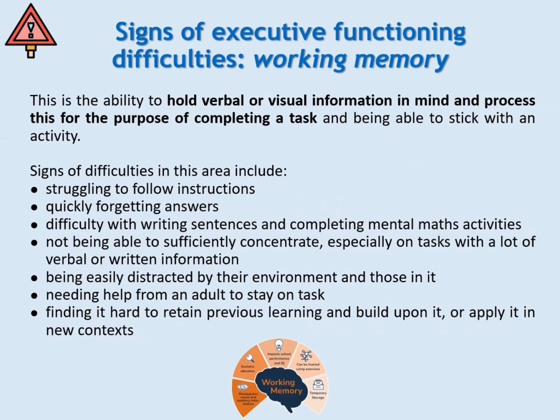Signs of executive functioning difficulties: working memory. This is the ability to hold verbal or visual information in the mind and process this for the purpose of completing a task and being able to stick with an activity. Signs of difficulties in this area include struggling to follow instructions, quickly forgetting answers, difficulty with writing sentences and completing mental math activities, not being able to sufficiently concentrate, especially on tasks with a lot of verbal or written information, being easily distracted by their environment and those in it, needing help from an adult to stay on task, and finding it hard to retain previous learning and build upon it or apply it in new contexts.